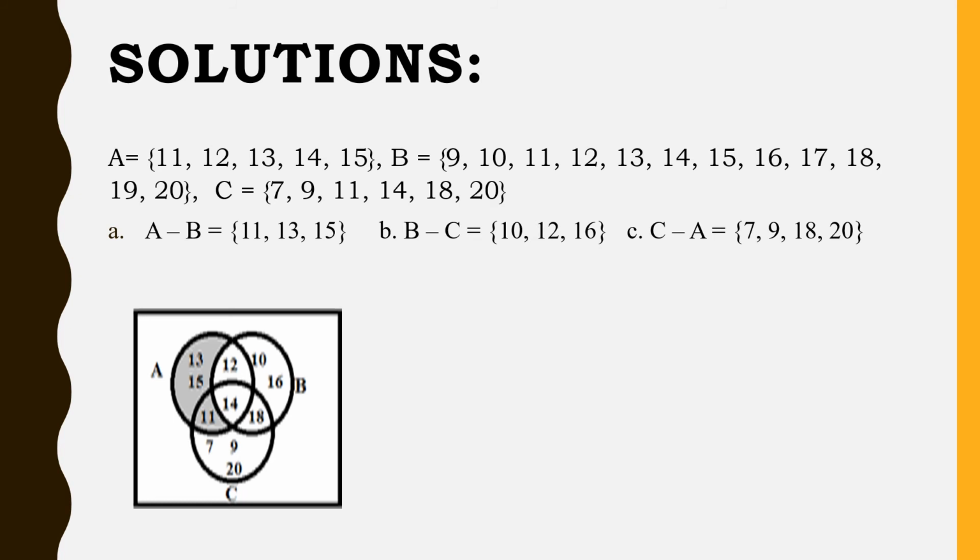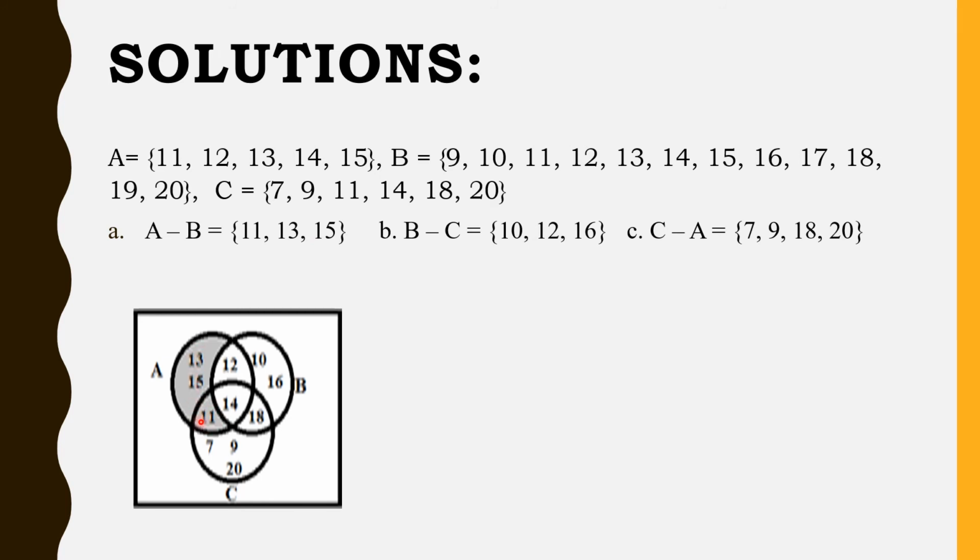Okay, for A minus B, now if you are going to see this diagram, we have A, no? So, let's look at this Venn diagram. So, we have 3: A, B, and C. So, if we're going only to get the answer for A minus B, the answer is only 11, 13, and 15. Why? Ito lang po ang member talaga ng A.